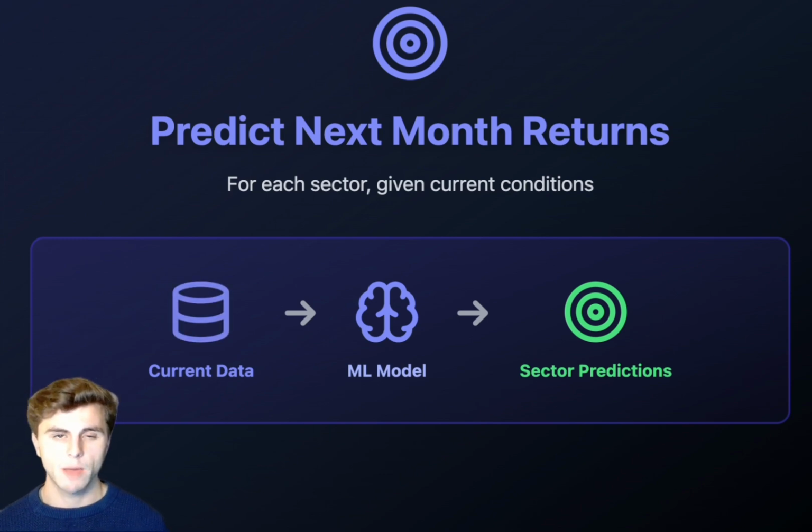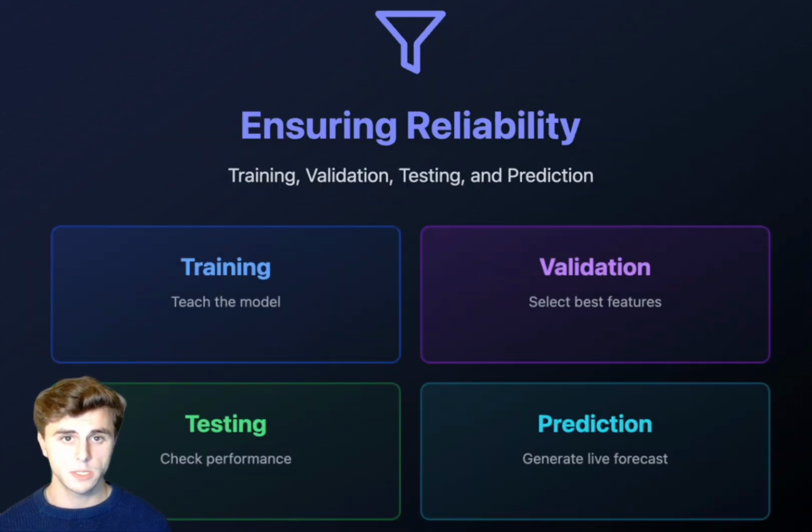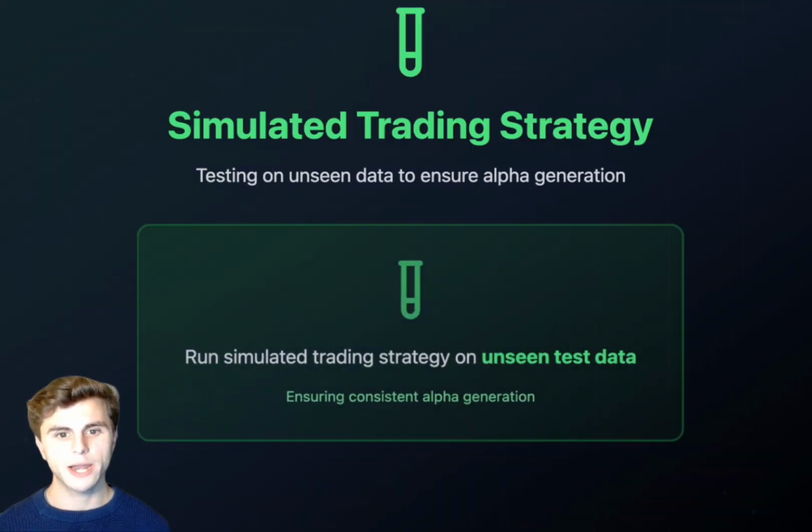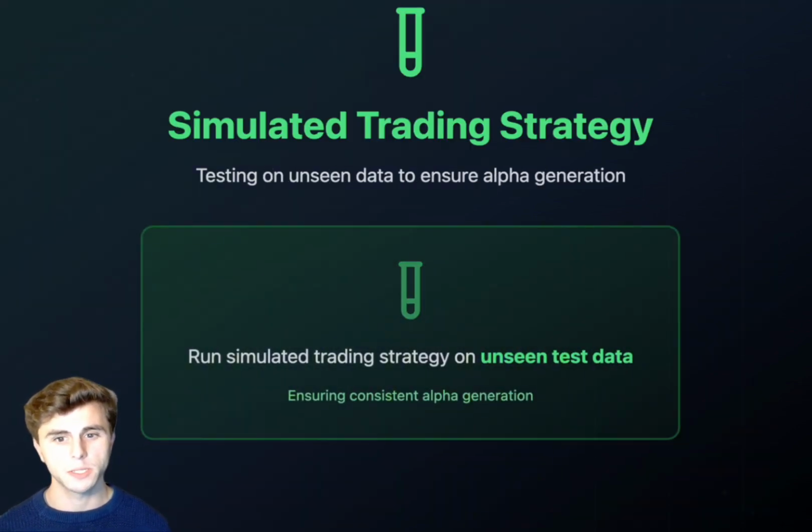To make sure the model's reliable, we split the data into 4 sets. The training set is used to teach the model. The validation set is used to provide feature selection. The testing set is used to check the performance on data the model's never seen before. And the prediction set is used to provide the data that feed the forecasts you see on the website every single day. Finally, we run a simulated trading strategy on the test set predictions to ensure the model can consistently generate market-beating returns. Now for the advanced part.